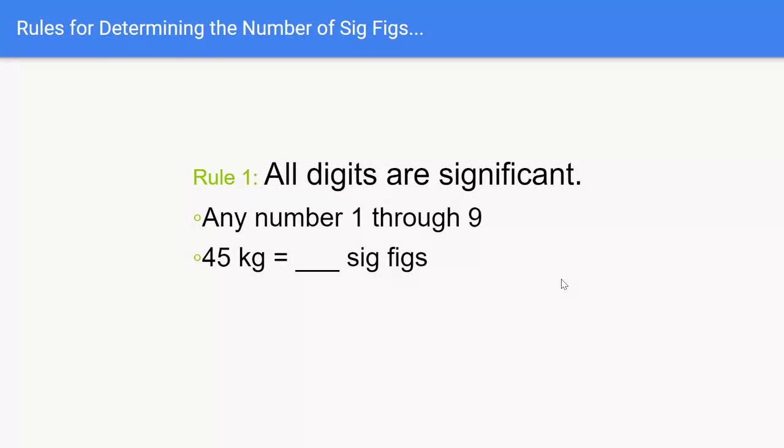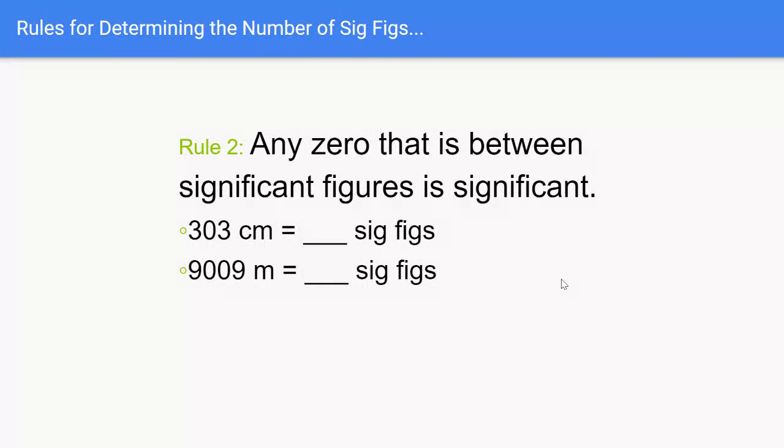So in determining the number of significant figures in a number that you might be given in a set of data, you're going to have to know 3 rules. And this is the first one. All digits are significant. So any number 1 through 9 is automatically considered significant. So 45 kilograms as a measurement is going to have 2 significant figures, or 2 sig figs, because that's 4 and 5. 4 and 5 are both numbers that are 1 through 9. They're both digits.